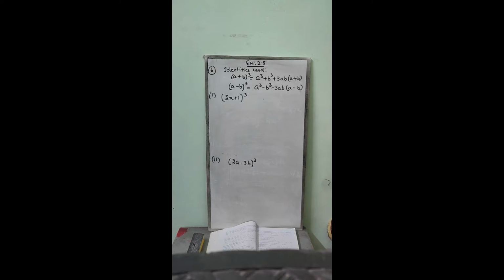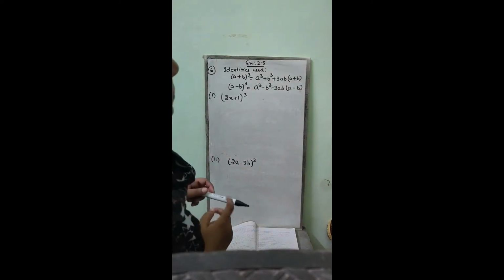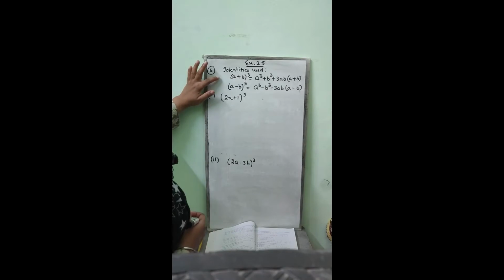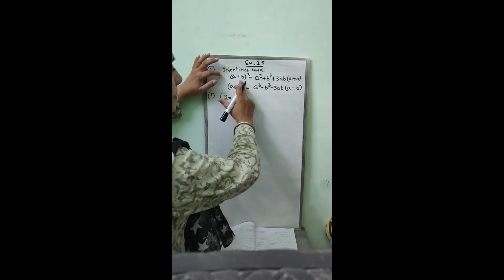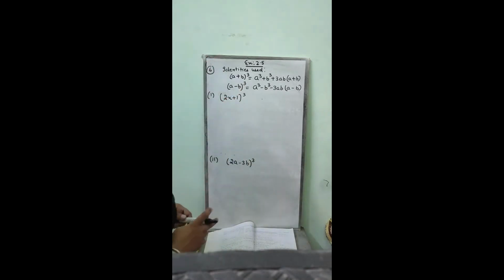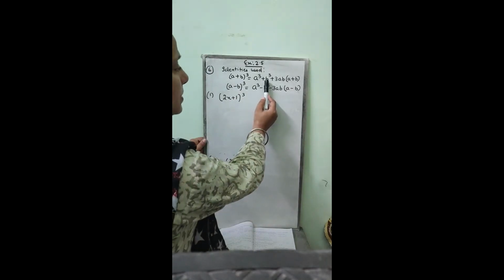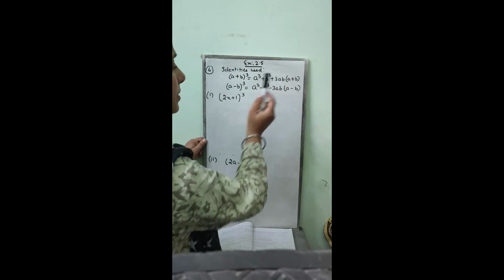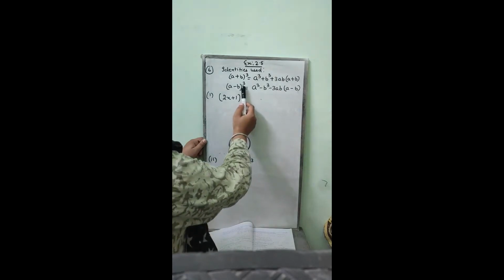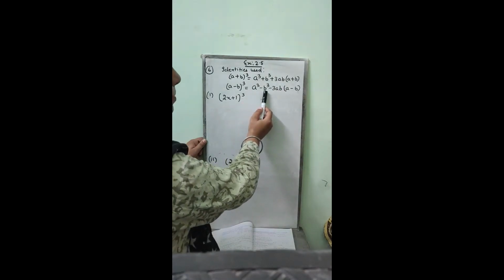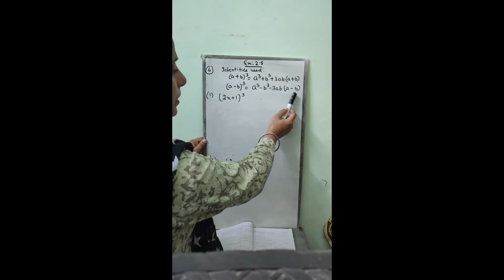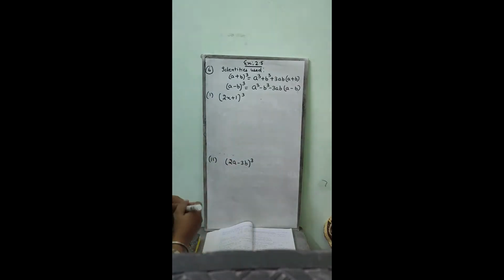Yes, students. Exercise 2.5, sum number 6. Identities used in this sum are (a plus b) whole cube and (a minus b) whole cube. (a plus b) whole cube is a cube plus b cube plus 3ab into (a plus b). (a minus b) whole cube is a cube minus b cube minus 3ab into (a minus b). Now we will implement this identity in 6 sum first part.